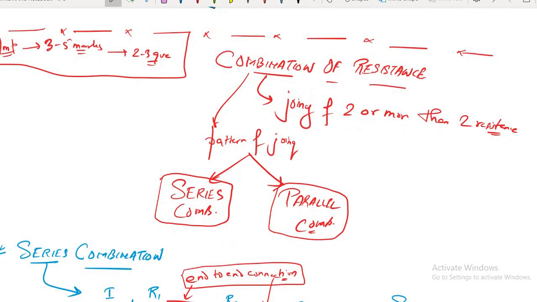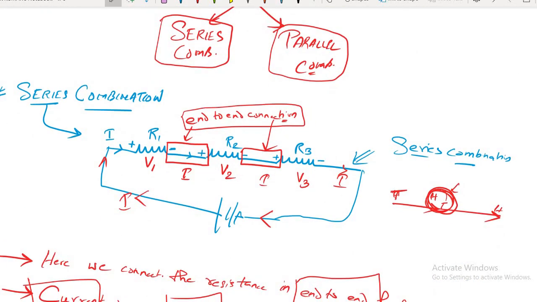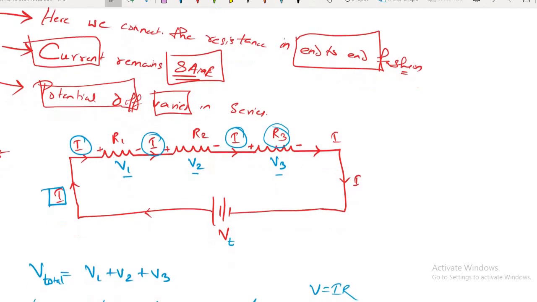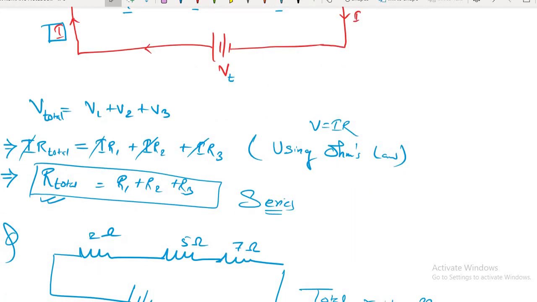Next, I moved to combination of resistance, and I said that there are two types of combination. One is series and one is parallel. In series combination, we join the resistances end-to-end. I showed you what end-to-end connection means. The thumb rule is that in series connection, current remains same and potential difference varies. From there, I gave you the derivation for total resistance in series. Total resistance in series is how much? You simply add the resistances.